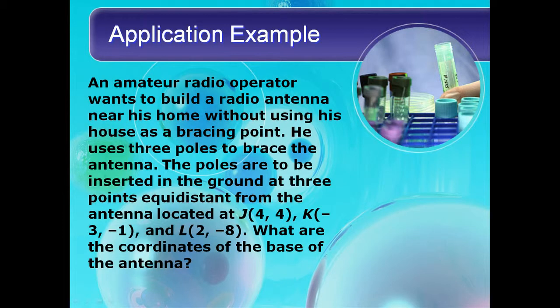Let's look at an application problem. An amateur radio operator wants to build a radio antenna near his home without using his house as a bracing point. He uses 3 poles to brace the antenna. The poles are to be inserted in the ground at 3 points equidistant from the antenna, located at J (4, 4), K (-3, -1), and L, which is (2, -8). What are the coordinates of the base of the antenna?